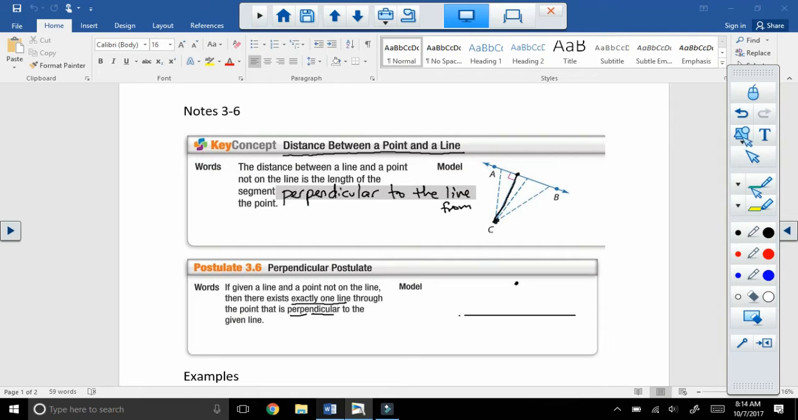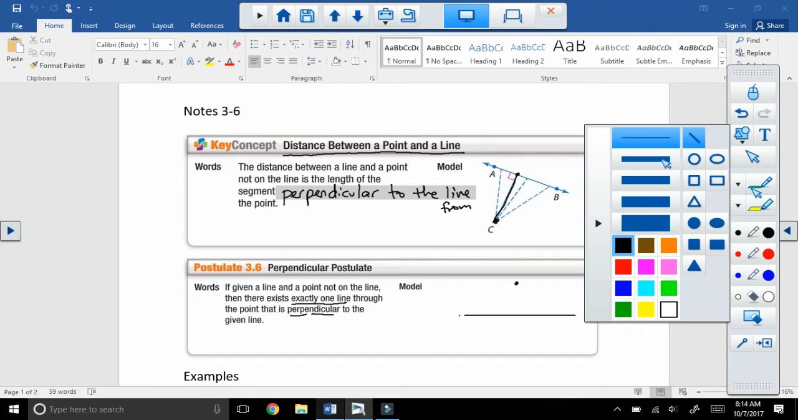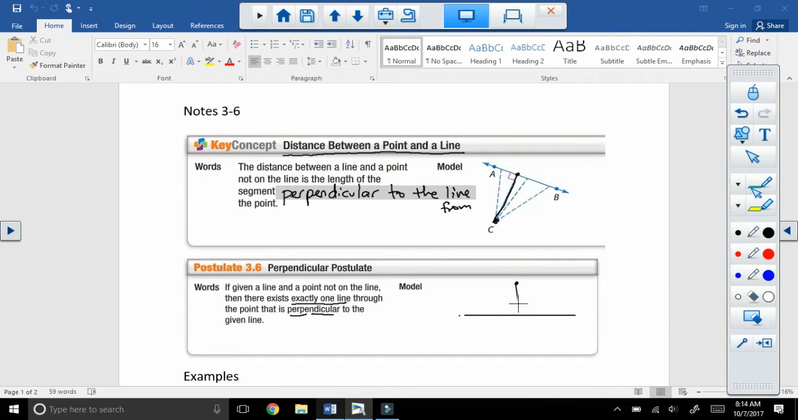Just like the parallel postulate said there's only one line parallel to the line through the point, this says there's only one line perpendicular to it. And that's what we're going to be calculating today: where that line is, and also how far the point is from the point of intersection.